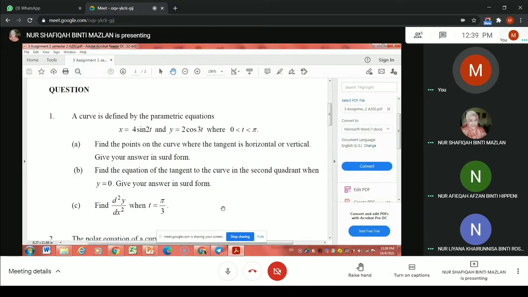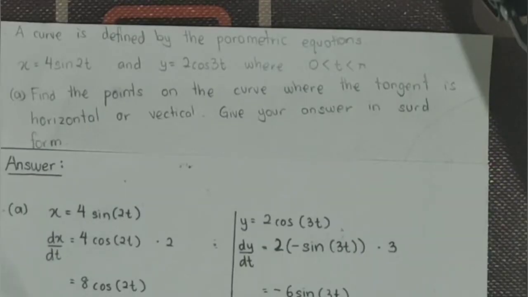For question 1A, who would like to answer the question? Oh, me. I think I can solve it. Okay, thank you, Afika. I will explain the answer of question 1A.